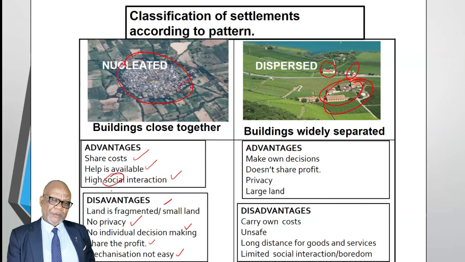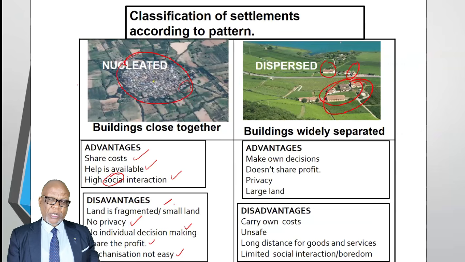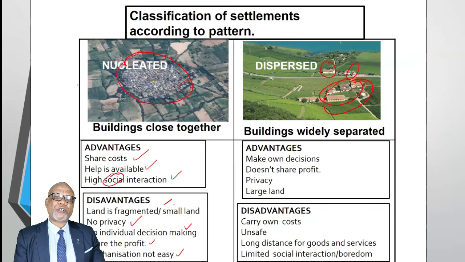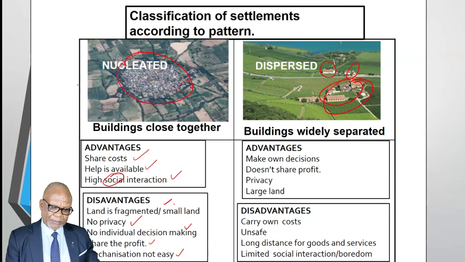And now let's look at the disadvantages. It says land is fragmented, small land. You can also say because of small land, there's going to be small yield, which means the production will be less. Now, if the production is less, that's going to affect the economy, your income, because you have less products, you're going to sell fewer products, and therefore you're going to make less money.